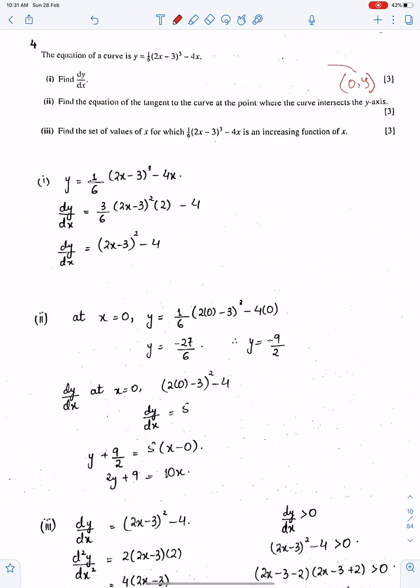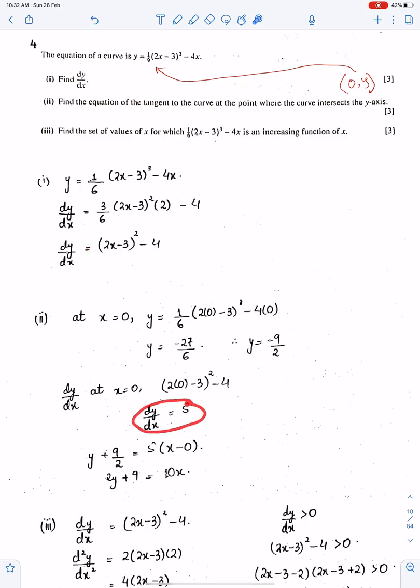So you just need to put this point here. When you put this point here, you'll get this thing, minus 9 upon 2. So the coordinates of this point will be 0, minus 9 upon 2. And we need equation of the tangent at this point. First get gradient of the tangent. We need the equation of tangent. So first substitute 0 here for the gradient of tangent.